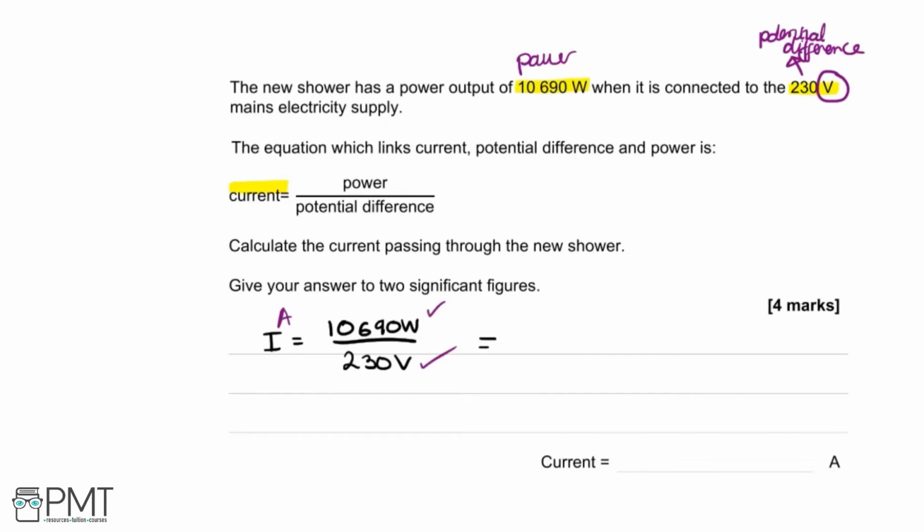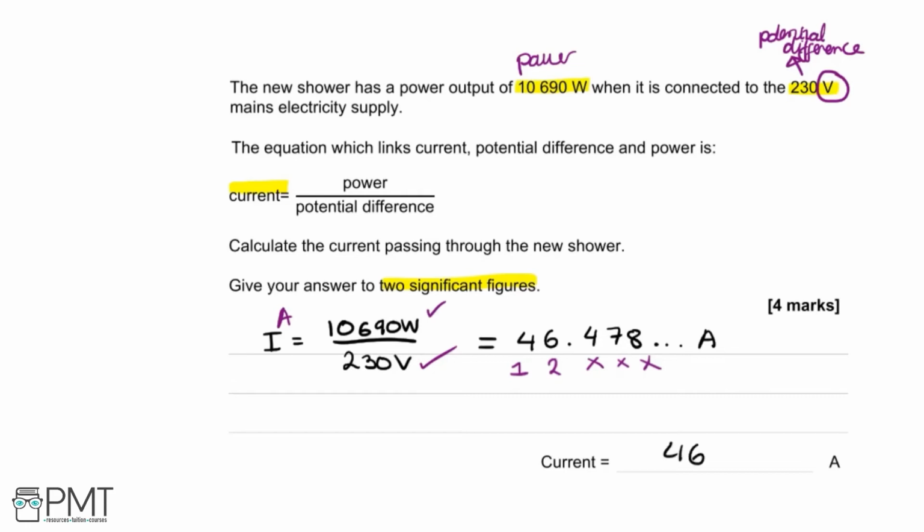If we type this into our calculator, we get an answer of 46.478 continues on amps. The question asks us, however, to give our answer to two significant figures. 4 is the first significant figure and 6 is the second significant figure, so we need to get rid of all the rest of them. 4 rounds down, which means our answer to two significant figures is 46 amps.